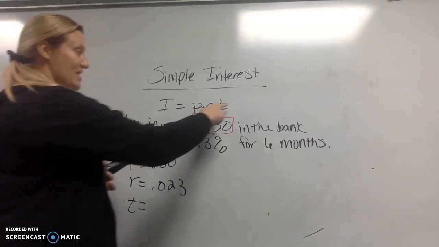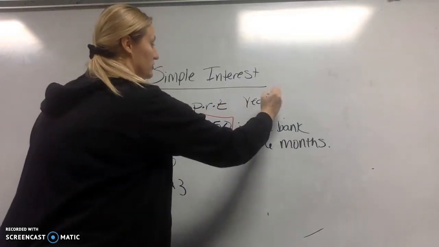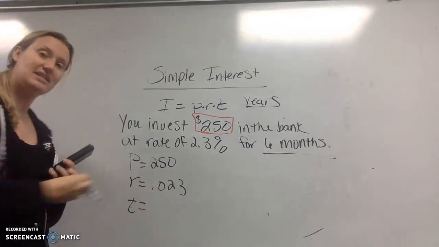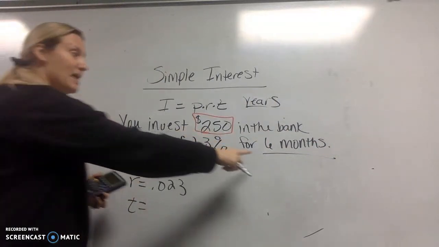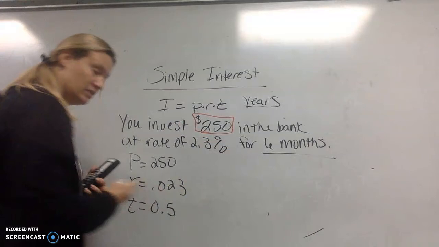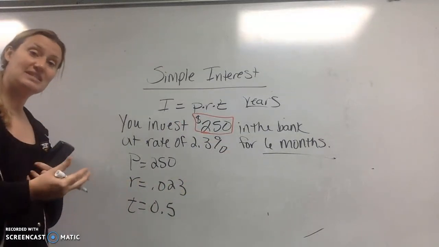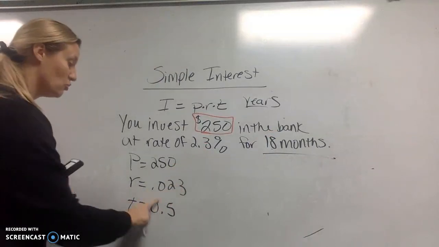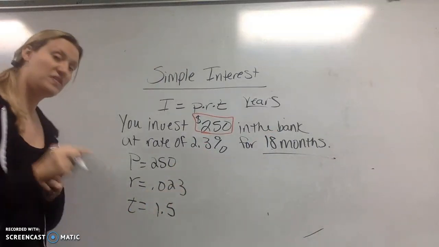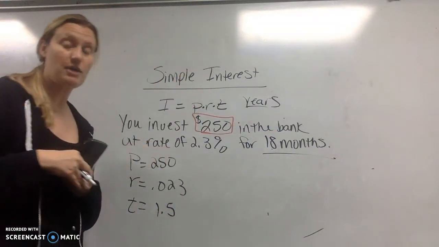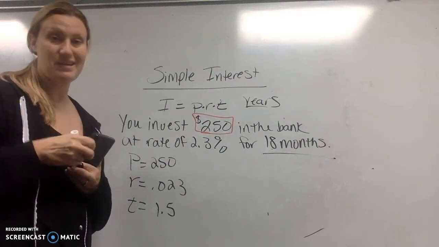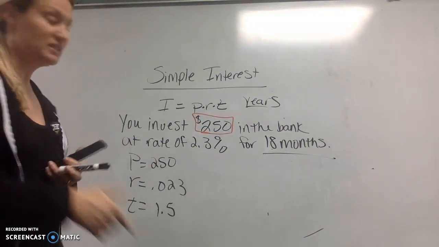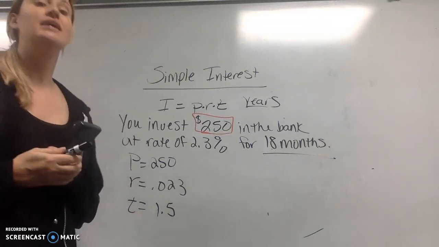But remember that time is in years. 6 months is not years. Do not plug 6 in for T. 6 months is half a year. There are 12 months in a year and 6 is half of that. If they were to say something like 18 months, that is 1.5 years. So if they give you months, you're going to have to figure out how many years that is. They won't do that very often, but every once in a while a problem like that might get slipped in. So do be careful if they give it to you in months instead of years, because T does mean time in years.